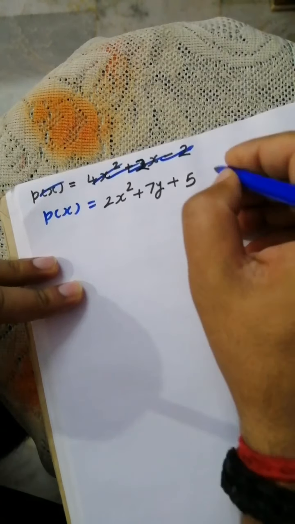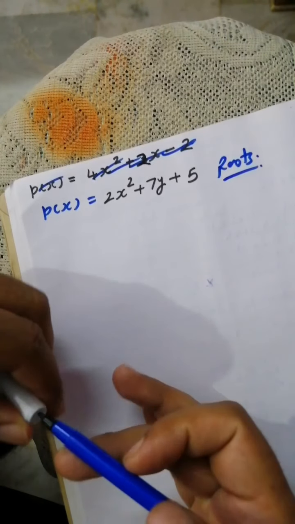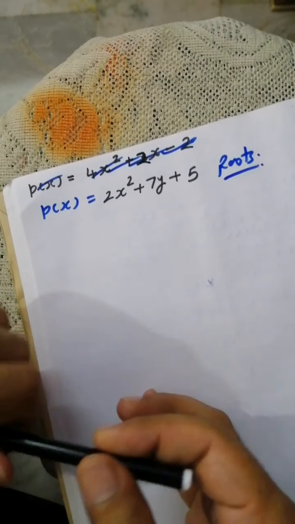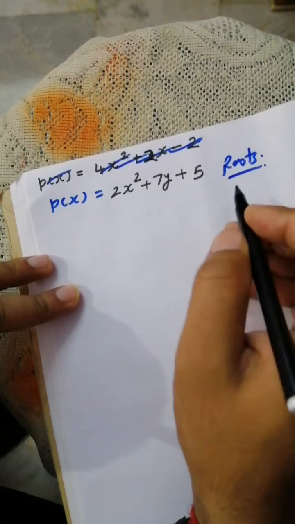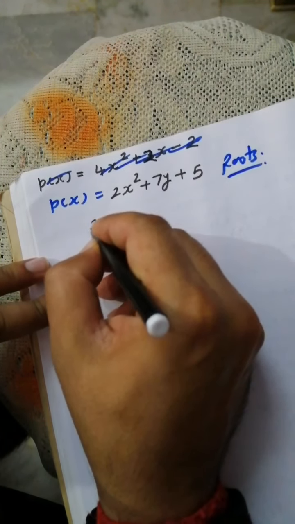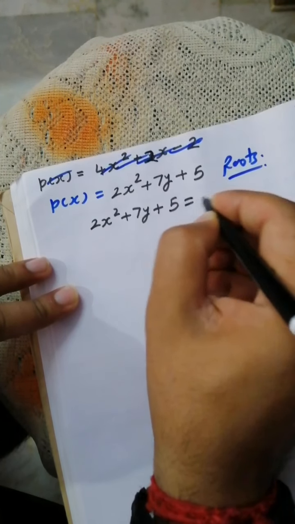Here we have to find the roots, and after finding the roots we have to verify the relationship between roots and the coefficients. So here you can see it is 2x square plus 7x plus 5. Firstly, if we are going to find the roots, it means we are going to find the zeros. So here I can write 2x square plus 7x plus 5 equals to 0 for finding the roots.